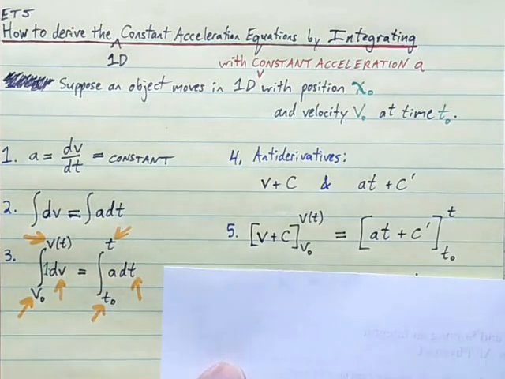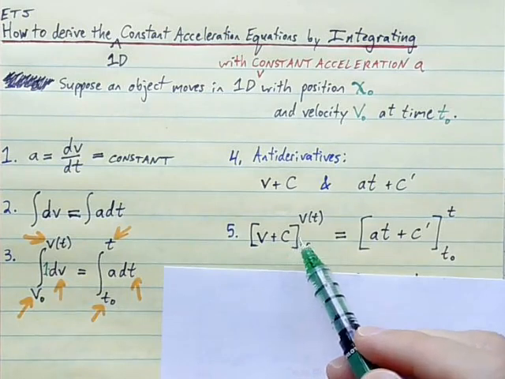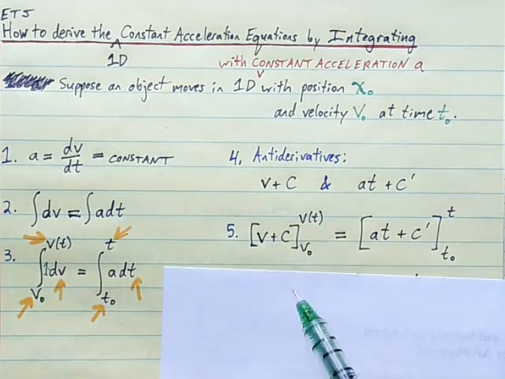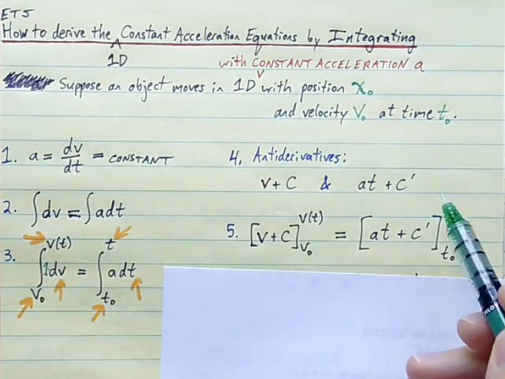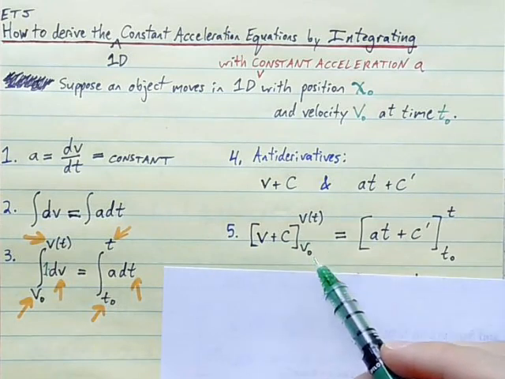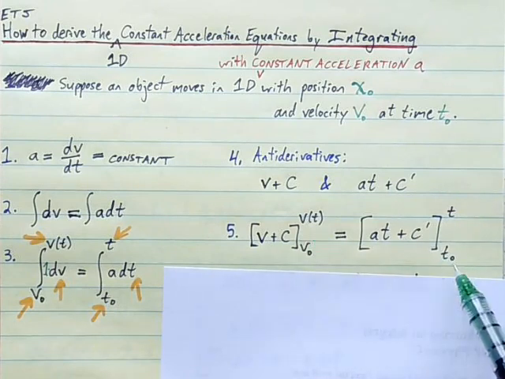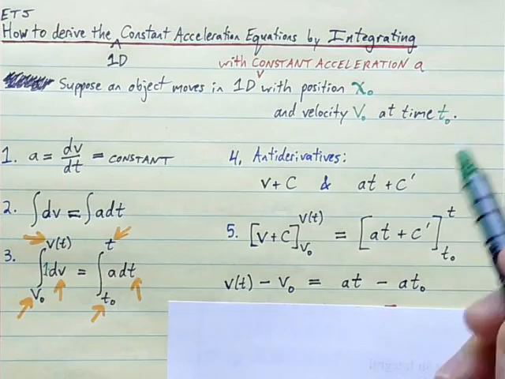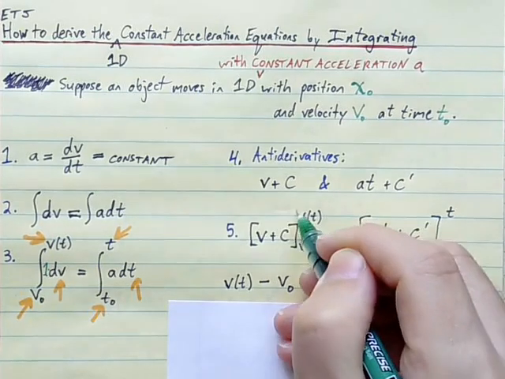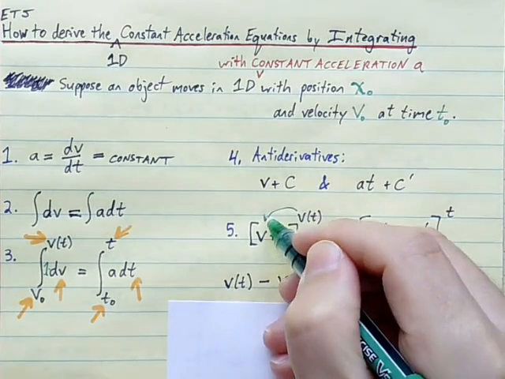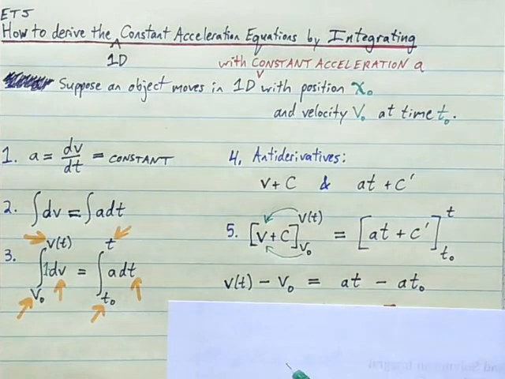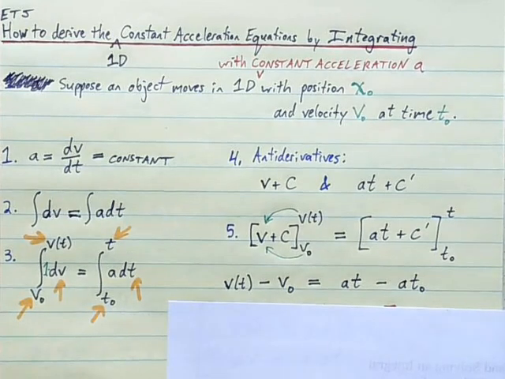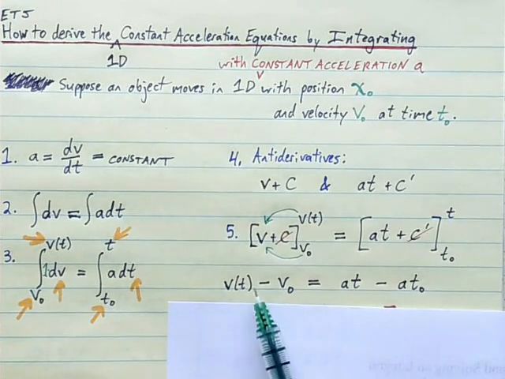Step 5, that's where we evaluate. We show that we're going to evaluate our antiderivatives with this bracket notation at the initial and final values of our limits. So v plus c evaluated from v naught to v, and this evaluated from t naught to t. What we mean there is that we're going to substitute in v for v, and then substitute in v naught for v, and take the difference between the two. We know our constant is going to cancel out right away. So this becomes v of t minus v naught.